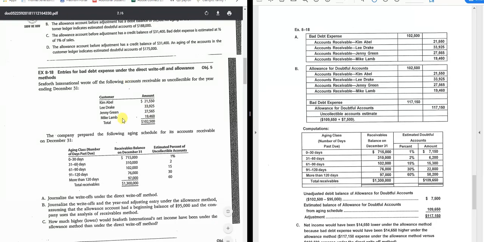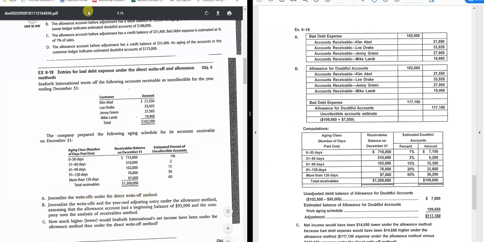Okay, the last one I'm going to do on this video is we want our entry for bad debt expense under the direct write-off and allowance. So we had the following accounts receivables uncollectible for the year. So these people did not pay. The company prepared the following aging schedule for its December 31st. Journalize the write-offs under the direct write-off method.